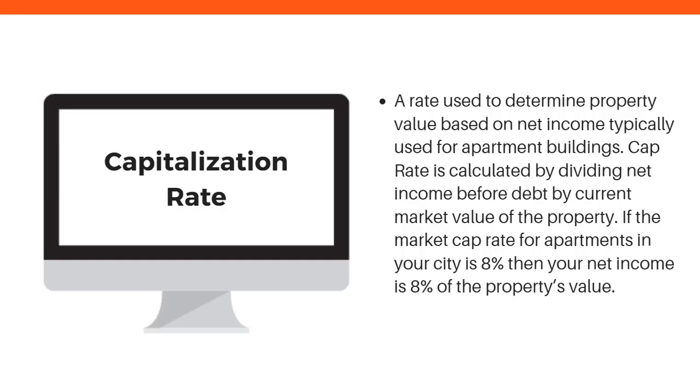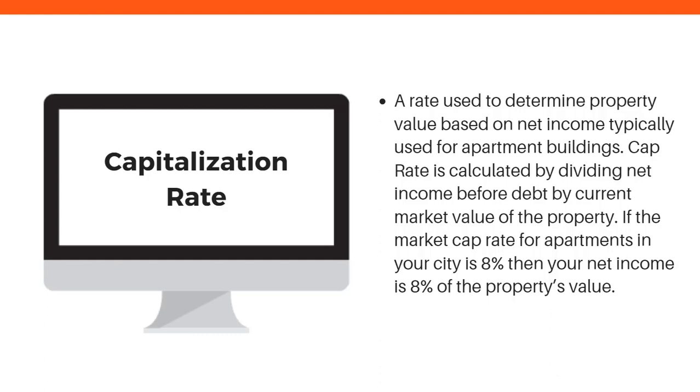And again, if there's 200 transactions in a month or in a year of different apartment buildings that all sold, you're going to have 200 different pieces of data to look at to see what the cap rate was for each of those transactions. And you're going to average them together, and that entire market as a whole is going to have an average cap rate. So this might be 8%, for example. So what this means is that the net income of the property was 8% of what the property's value was.